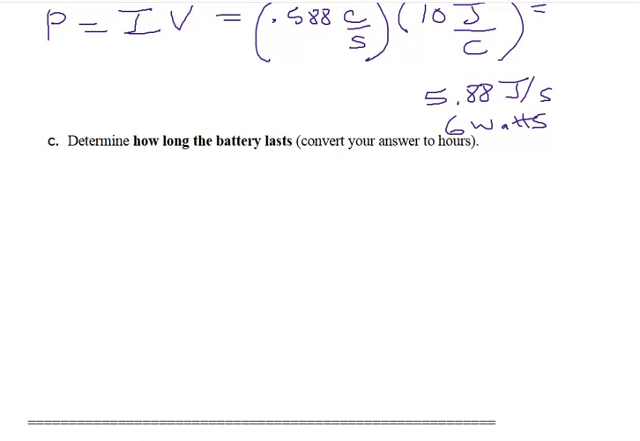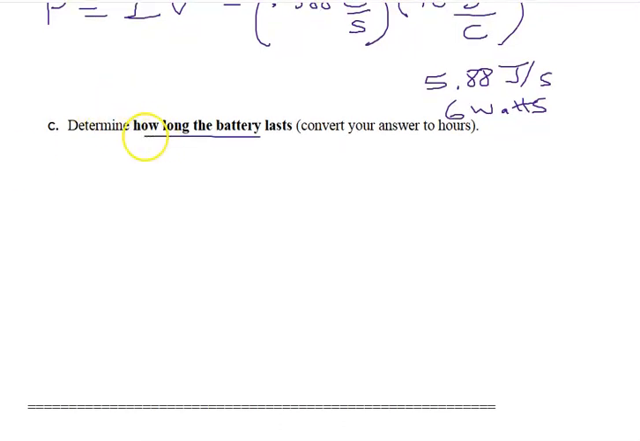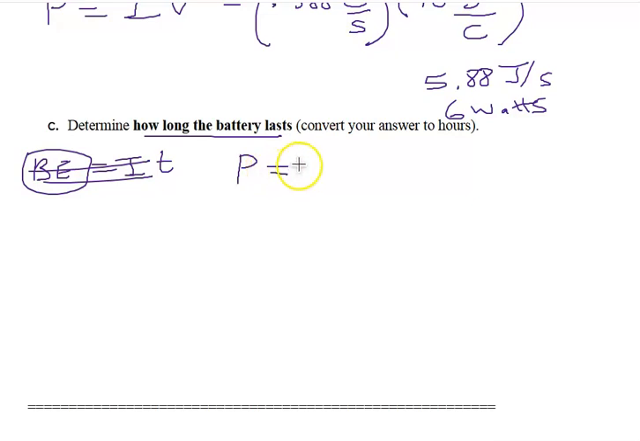Okay, now we want to determine how long the battery lasts. So I know this is a little bit annoying, but there's two ways to calculate the time something's going to last. One is using the fake battery energy equals IT, if you know amp hours. We don't know amp hours, we know joules. So the other more like pure physics formula is definition of power.